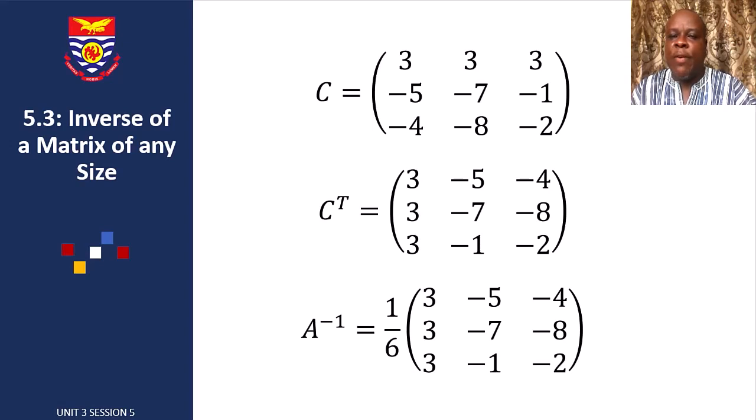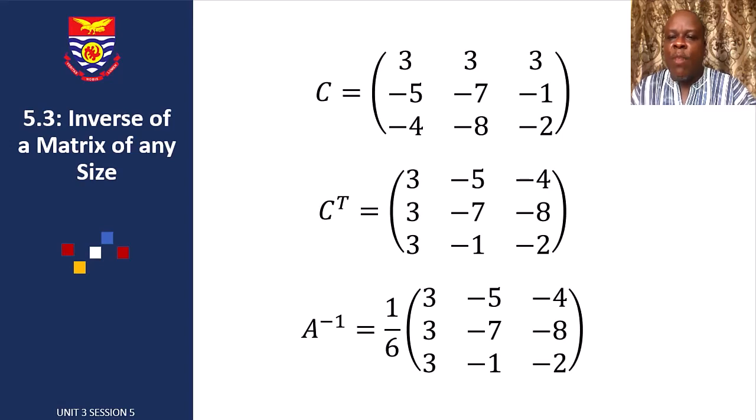Then we are going to transpose it to have the matrix of the transpose cofactors. That means that row 1 becomes column 1, row 2 becomes column 2, row 3 becomes column 3. So the first row, 3, negative 5, negative 4. The second row, 3, negative 7, negative 8. The third row, 3, negative 1, negative 2.